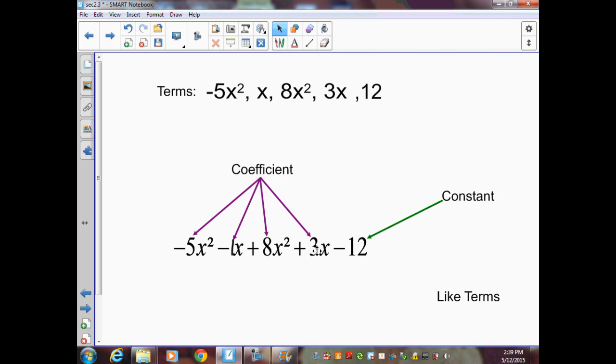8 and 3. And our like terms, even though they're all x's, the like terms are associated to the identical ones, which is x squared and x squared. Like variable and like exponent. x squared are like terms, and x and then x are the like terms.